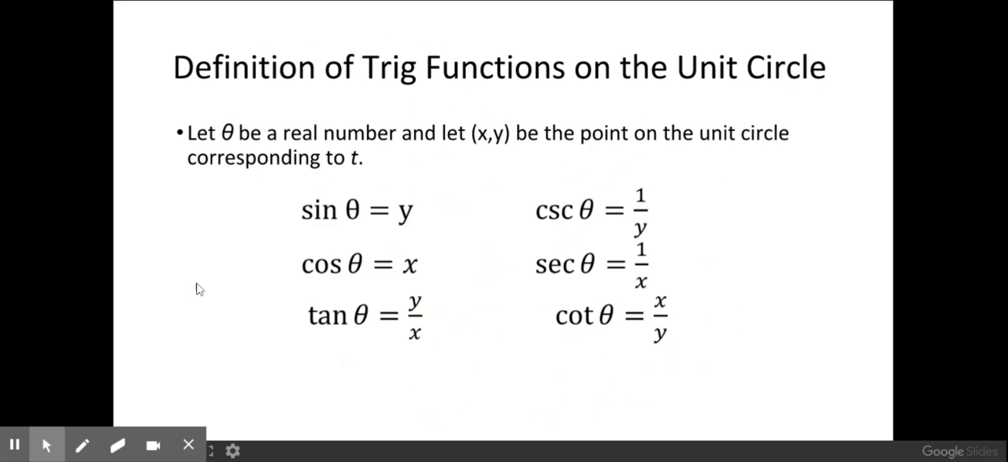So moving on. What is the point of having those XY points? Well, if we have any angle, so here we have theta again, let theta be a real number. It represents an angle. And let (x, y) be the point on the unit circle corresponding to theta. This should say theta. I'm just going to change that.